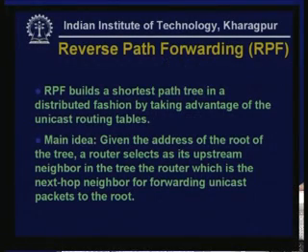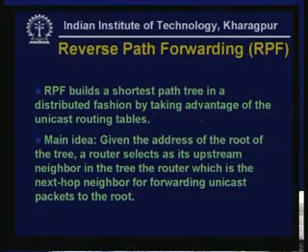Given the address of the root of the tree, a router selects as its upstream neighbor in the tree the router which is the next hop neighbor for forwarding unicast packets to the root. Basically, for each of the potential recipients, you are trying to minimize the path cost from this recipient to the one single source. Right now, for the source based tree we have one single source. So naturally, whatever you do for unicasting while sending a message from this node to that node, that is what you try to follow.